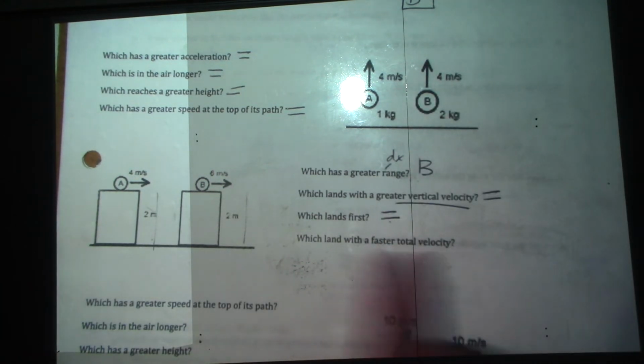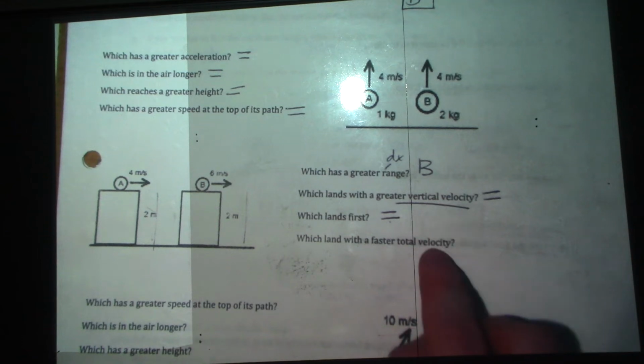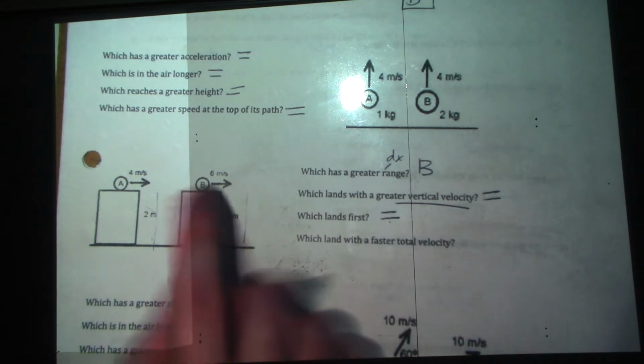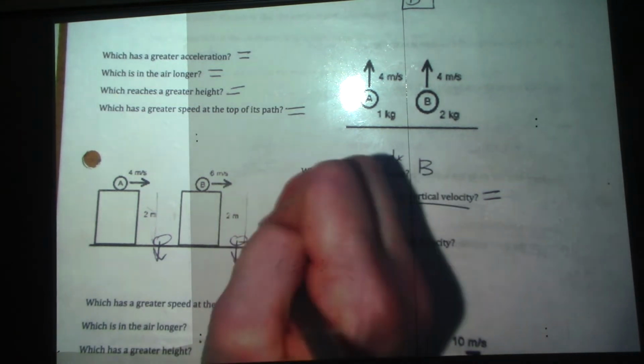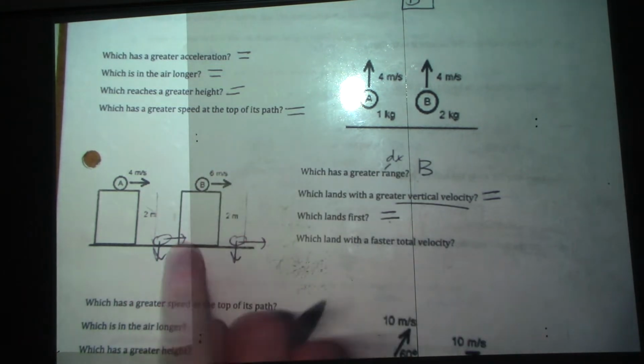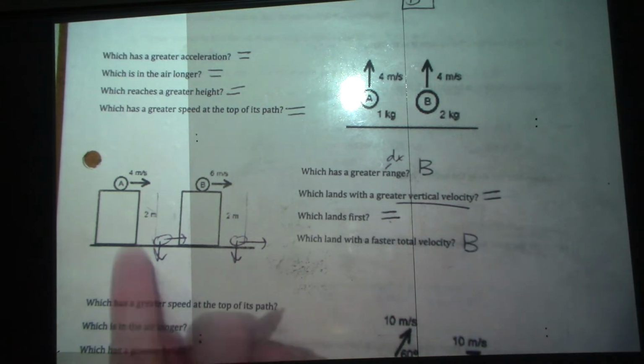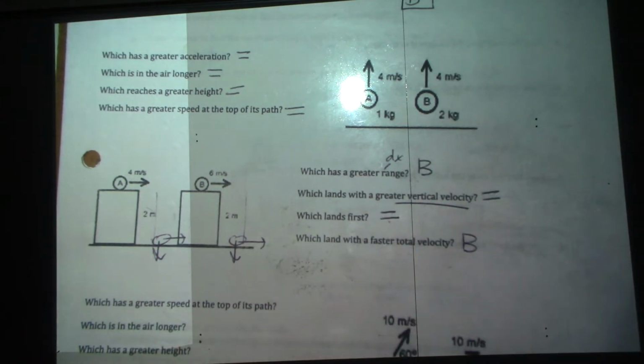Faster total velocity: they're going to land with the same vertical velocity, but this one has a greater x velocity. So if you think about these as my arrows, they both have the same y, but this one has a greater x velocity, so this one has a greater total, B. Same y with a greater x means a greater total.